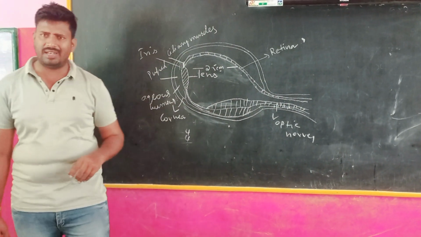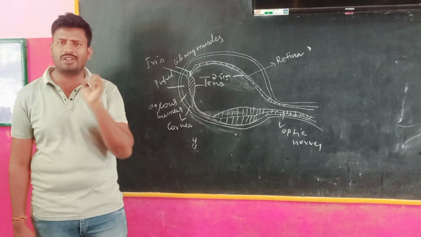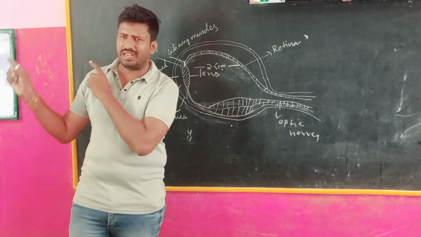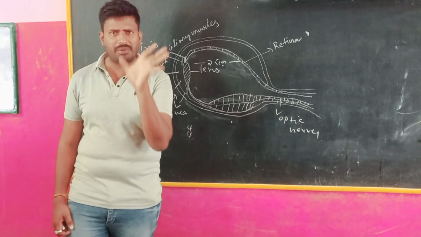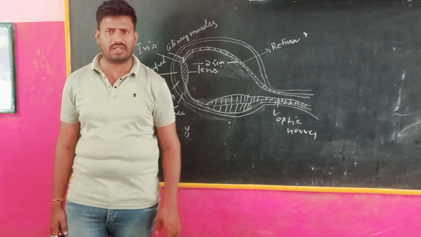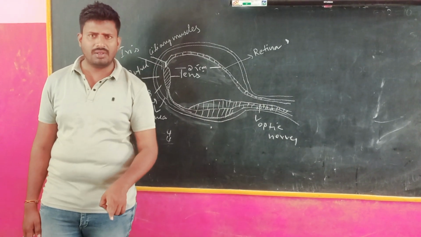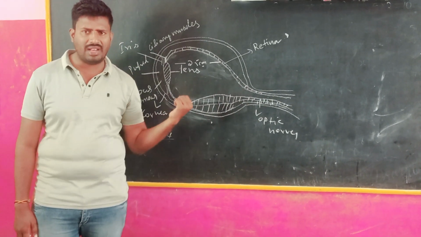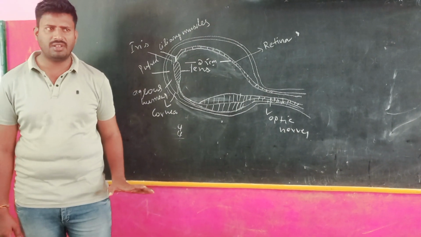And coming to the ciliary muscles, they play a very important role in the human eye. Whenever we see a distant object, the ciliary muscles are relaxed. When the ciliary muscles are relaxed, the focal length is maximum. When we see a near object, the ciliary muscles are strained, and the focal length is minimum. And the distance between the lens and the retina is always fixed, that is 2.5 centimeters.